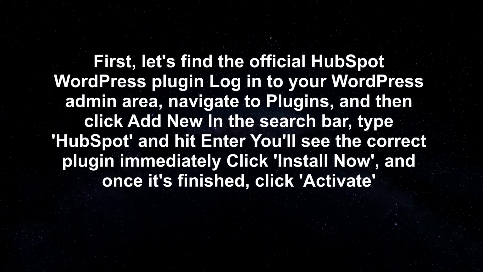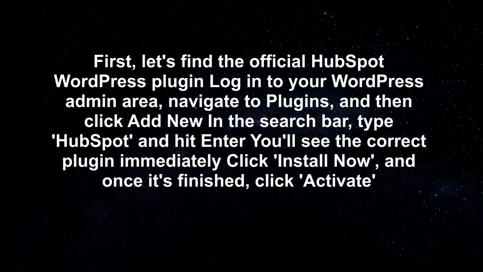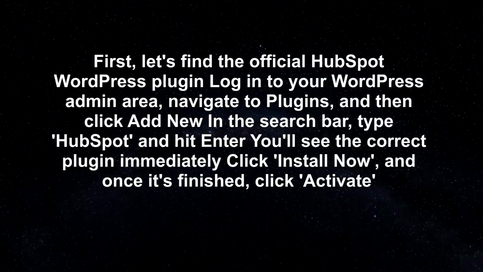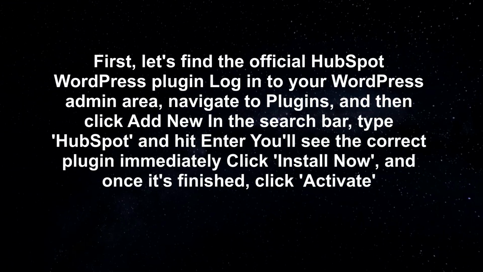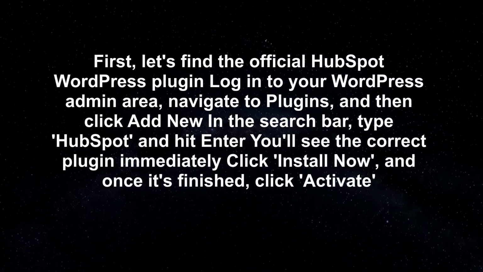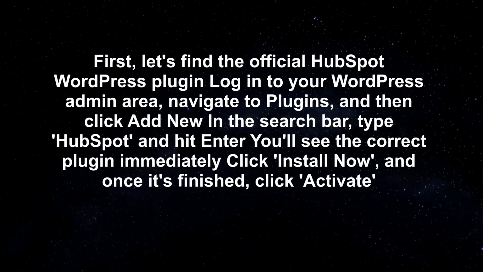Log in to your WordPress admin area, navigate to Plugins, and then click Add New in the search bar. Type HubSpot and hit Enter. You'll see the correct plugin immediately. Click Install Now. And once it's finished, click Activate.